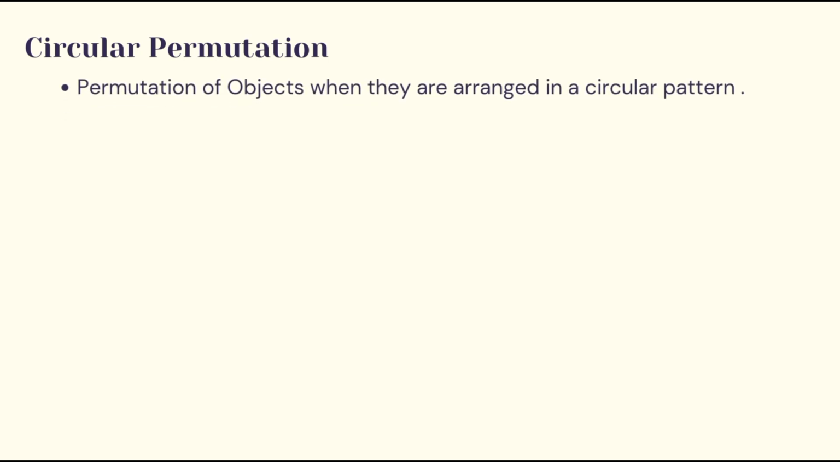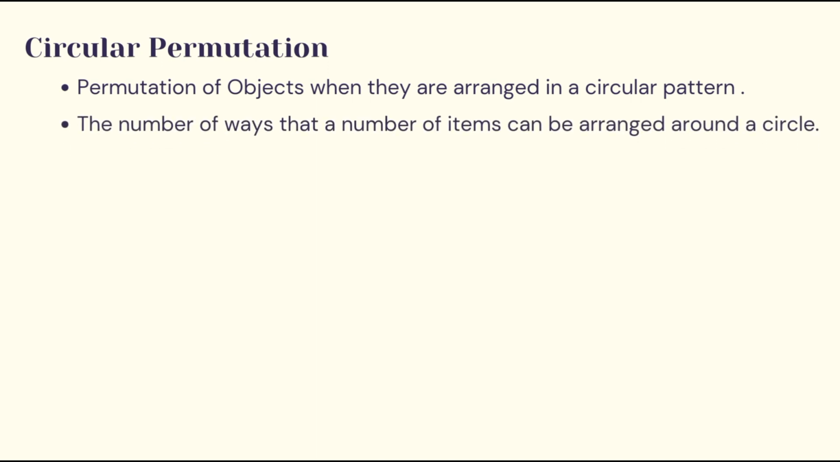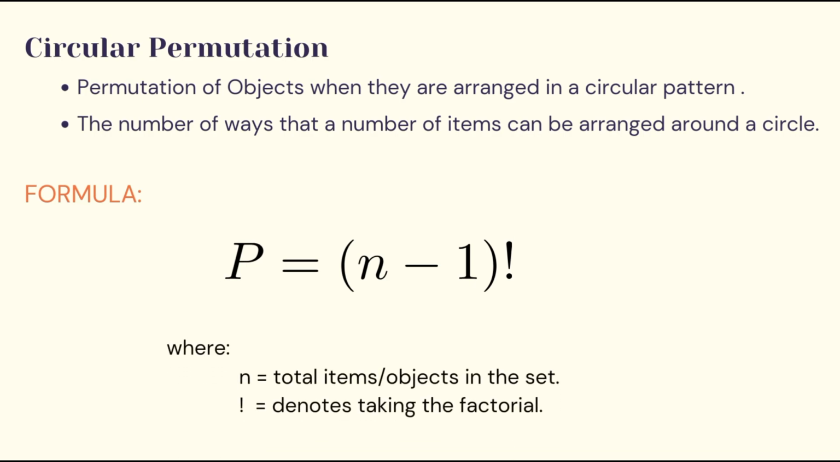Circular permutation. Circular permutation is the permutation of objects when they are arranged in a circular pattern, or the number of ways that a number of items can be arranged around a circle. The formula for this type of permutation is P equals the quantity n minus 1 quantity factorial, where n is the total items or objects in the set, and the exclamation mark denotes taking the factorial.